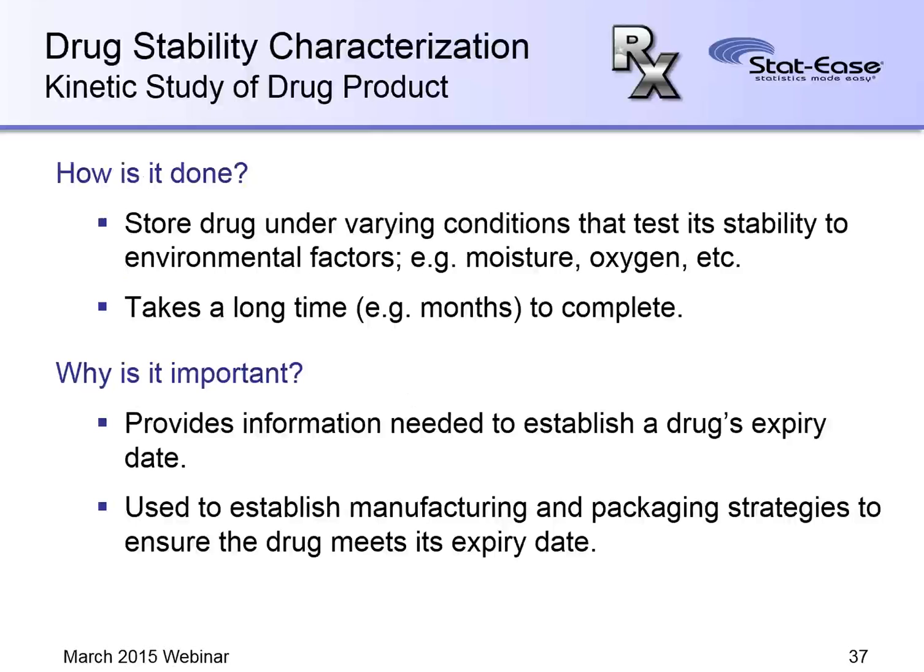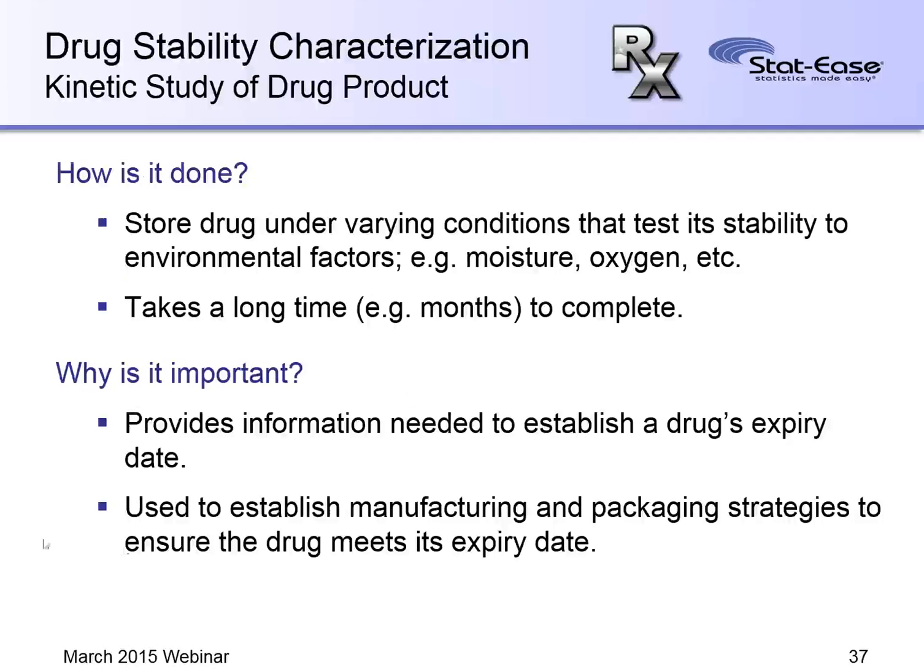Why is this important? This is very important in pharmaceutical applications because it helps establish a drug's expiration date without actually needing to observe the drug for years. This can also be used to help establish manufacturing and packaging strategies to ensure that a drug lasts at least as long as its stated expiration date.